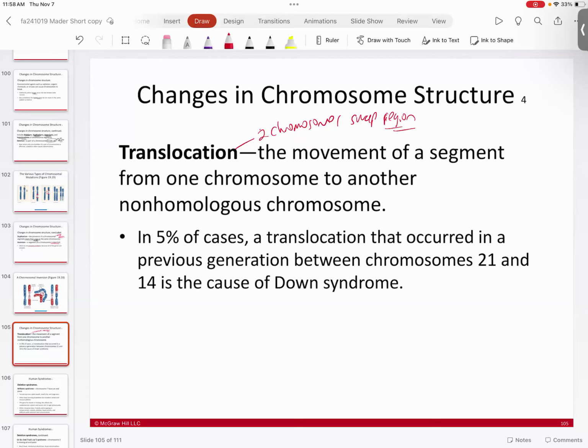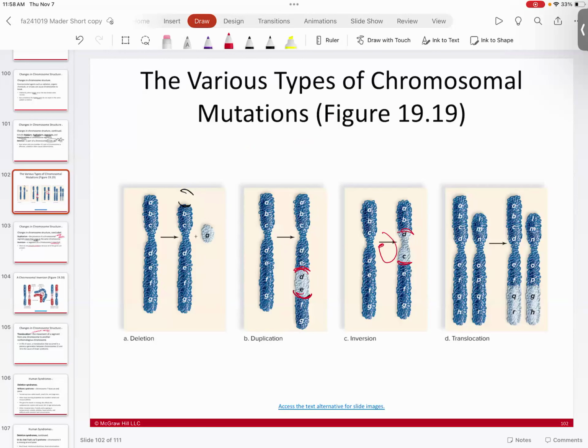And so you have different areas, like for instance, in 5% of cases of Down syndrome, this is an area where 21 and 14 have kind of swapped in a translocation event. And so here you can see you have two different chromosomes, A, B, C, D, E, F, G, H, and then L, M, N, O, P, Q, R. And then what's going to happen is I'm going to swap these two regions right in here.